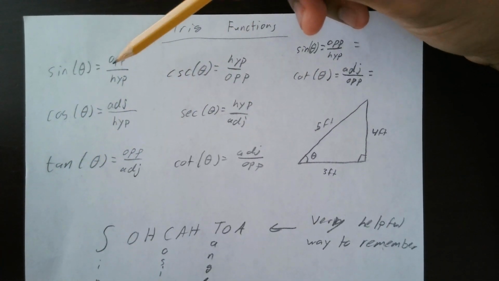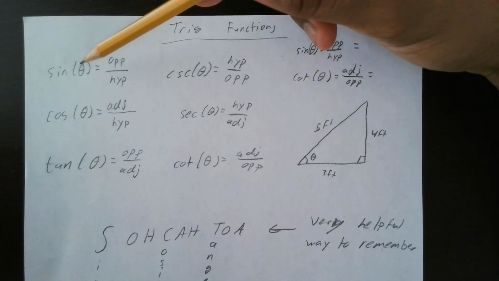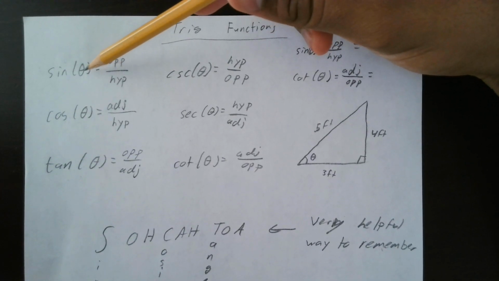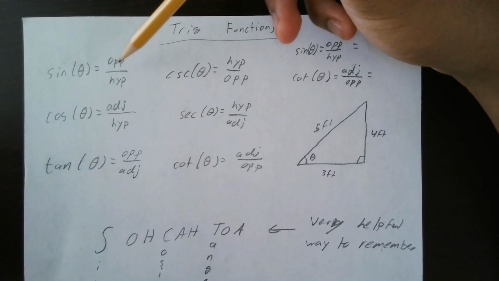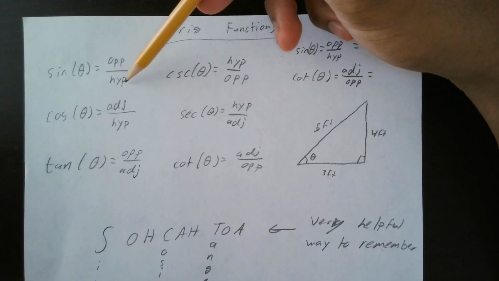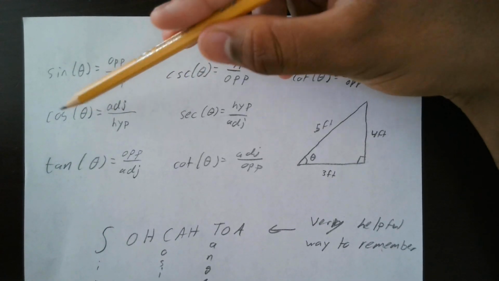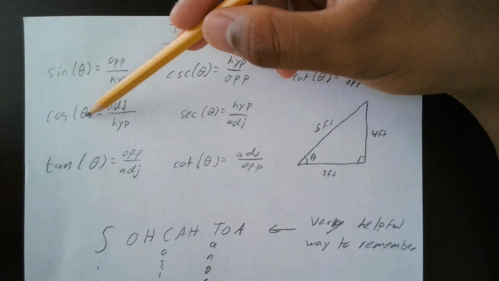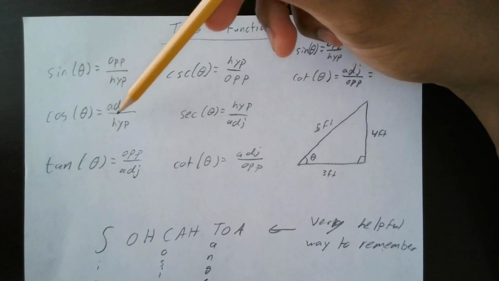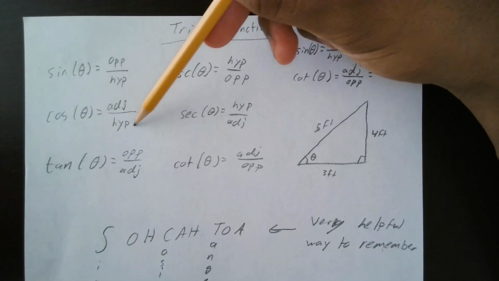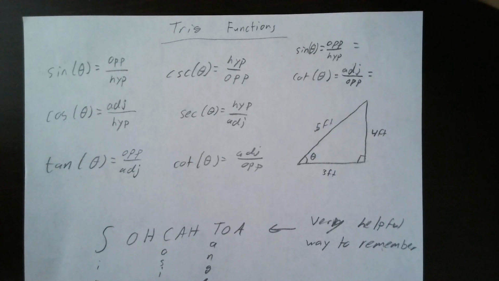Now, in the context of a right triangle, the sine of an angle theta is equal to the length of the opposite side divided by the length of the hypotenuse. And the cosine of angle theta is equal to the length of the adjacent side divided by the length of the hypotenuse.